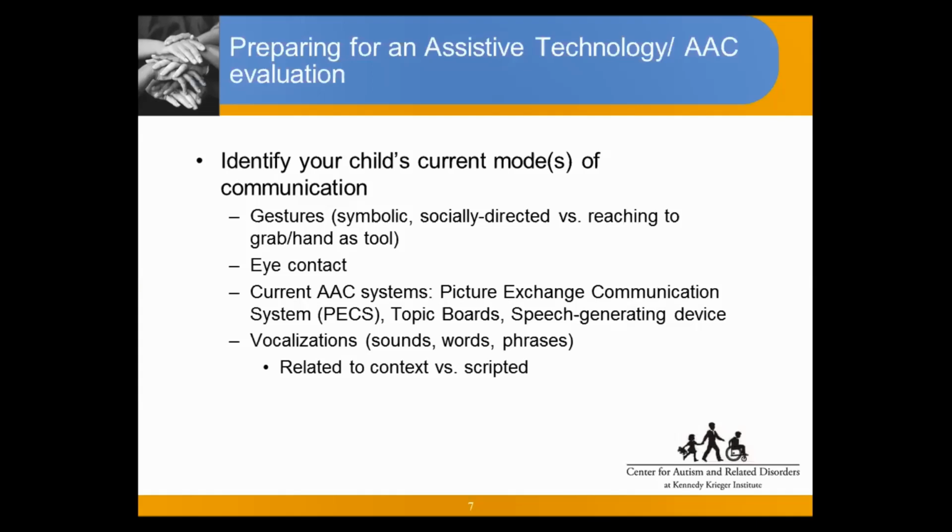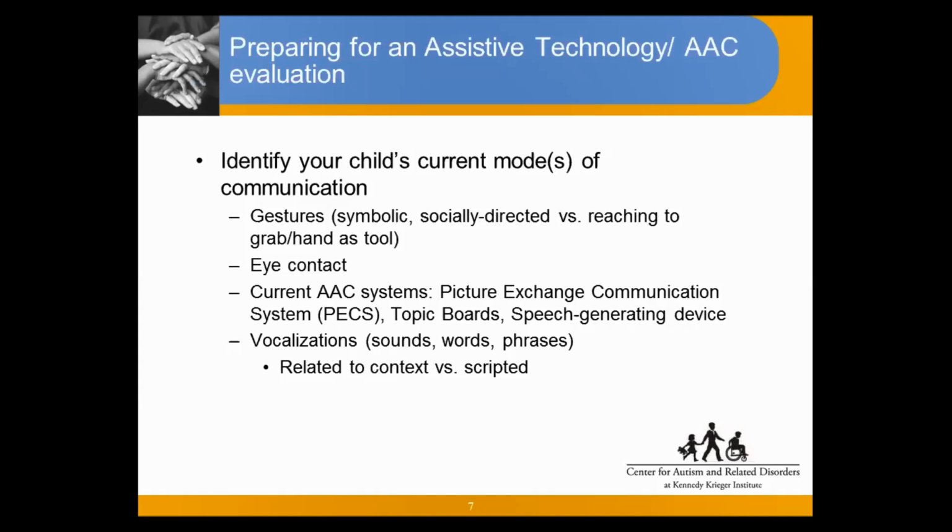And then also vocalization. So sounds, words, phrases. Maybe a child does have some speech that they're able to use for communication. We also want to know, are those vocalizations related to the context? So is the child able to functionally communicate verbally that they want something, or are they able to verbalize, but maybe in an undirected way? We want to know that as well.